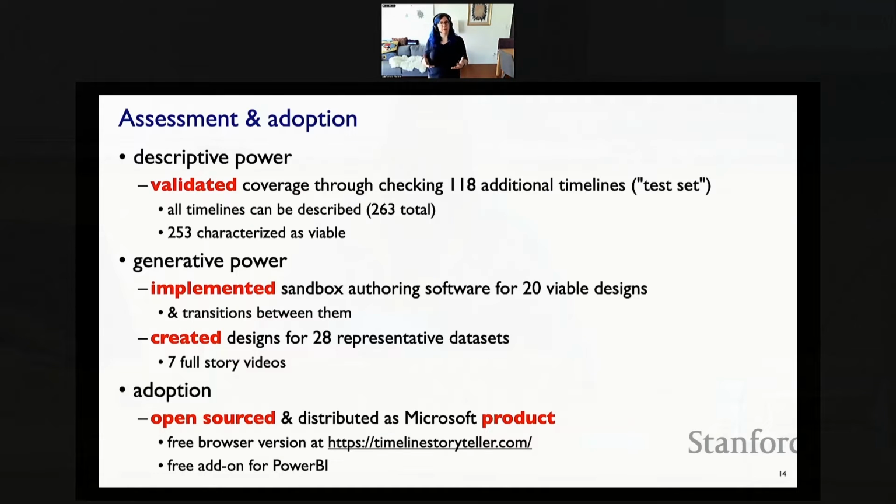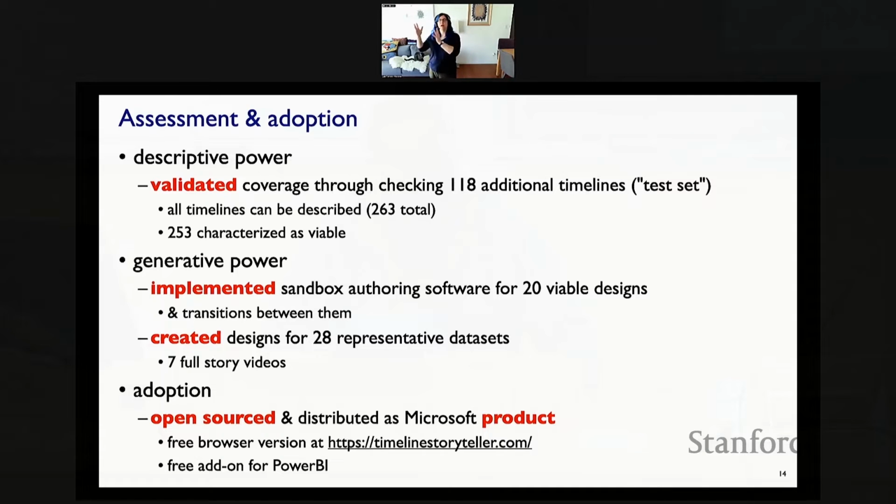So for descriptive power, what we did is we actually stole an idea out of machine learning of gathering a second test set. We thought of the corpus we used to create the design space as the training set, although we didn't actually use machine learning. We gathered a new set of timelines we had not looked at when we created the design space. And then we checked whether all of them were actually covered in useful ways in our design space axes. And in fact, they were all describable.